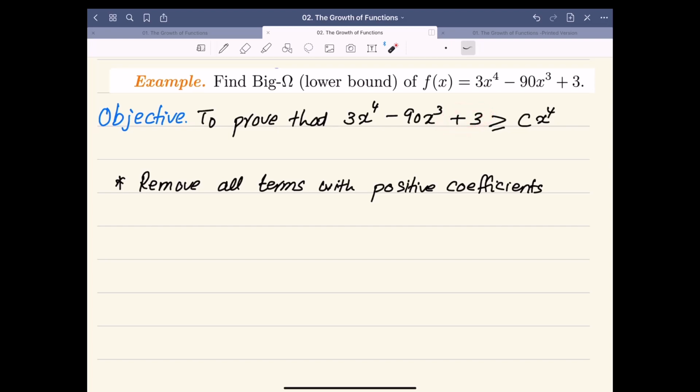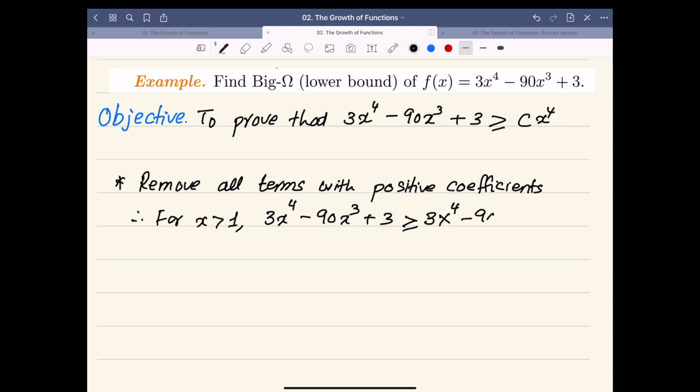So when you remove positive coefficients, then the value of the polynomial will be reduced. As a result, we say that for x greater than 1, the polynomial 3x raised to power 4 minus 90x raised to power 3 plus 3, when you remove 3, then the resulting polynomial will be less than the original polynomial. So we write greater than or equal to 3x raised to power 4 minus 90x raised to power 3, which is the remaining part of the polynomial when all terms with positive coefficients are removed.